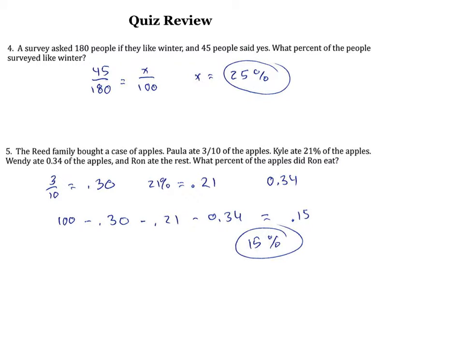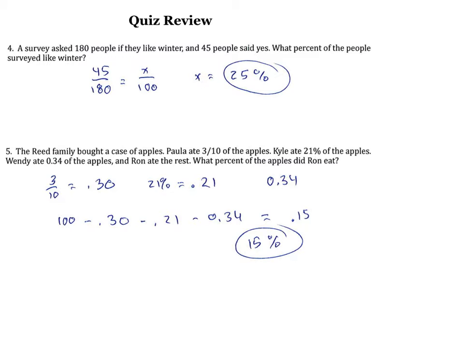The Reed family bought a case of apples. Paula ate 3/10 of the apples. 3/10, written as a decimal, is 0.30, or written as a percentage is 30%. Kyle ate 21%, so we have 30% and 21%. And then Wendy ate 0.34 of the apples. 0.34 is 34%. So if we add 30%, 21%, and 34%, that equals 85%.